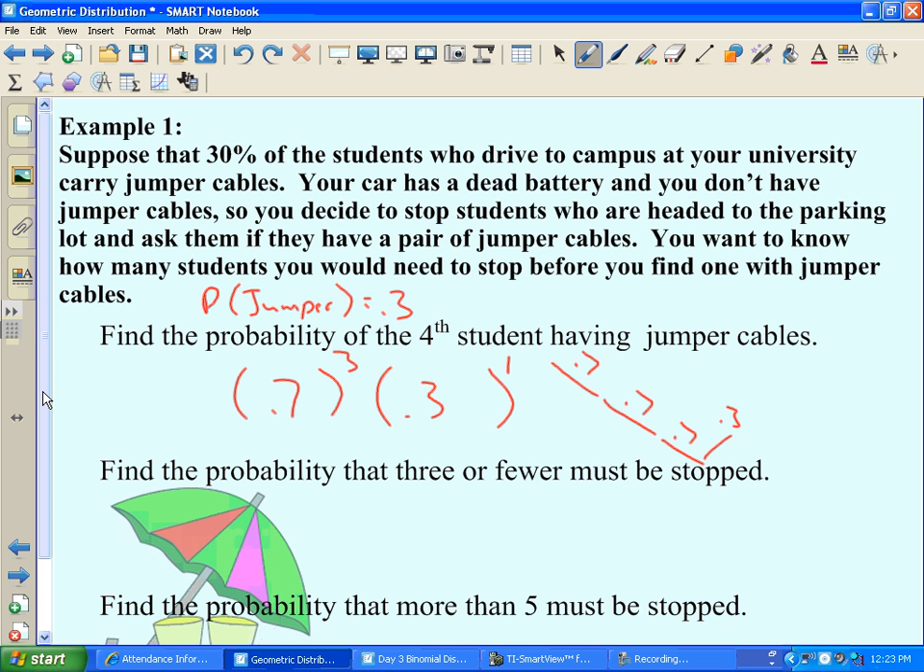Find the probability that 3 or fewer must be stopped, by the way. Let's look at this. What did we get? What did you guys get there? 0.0343. 0.1029.